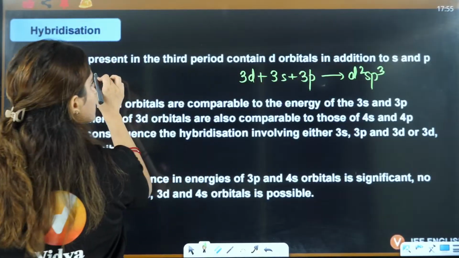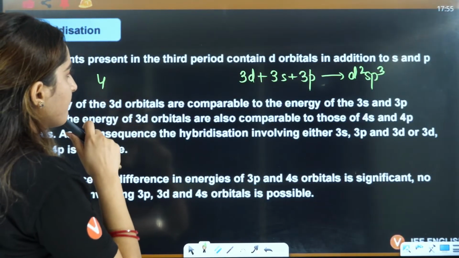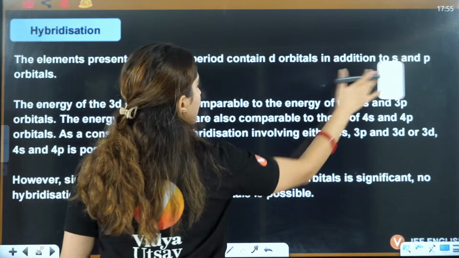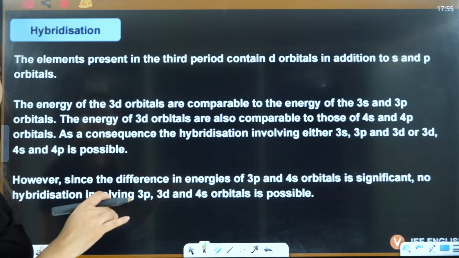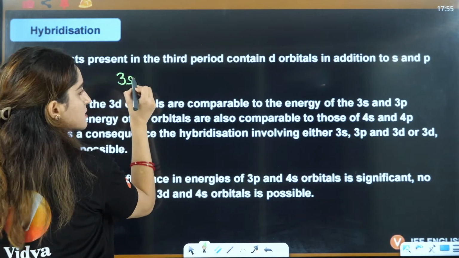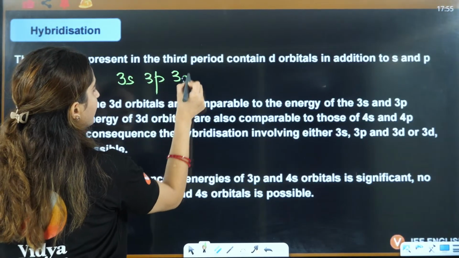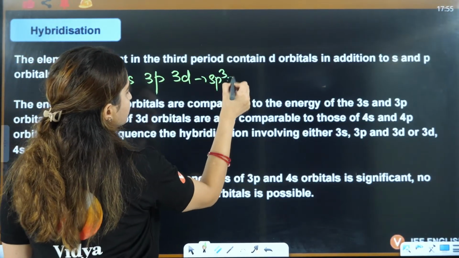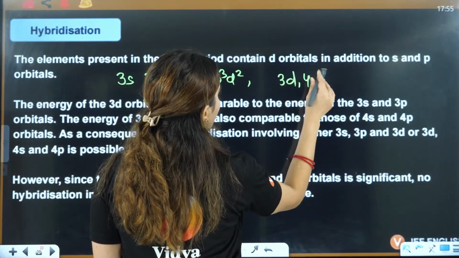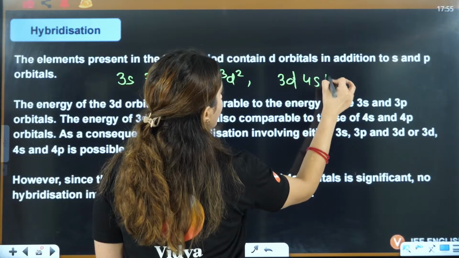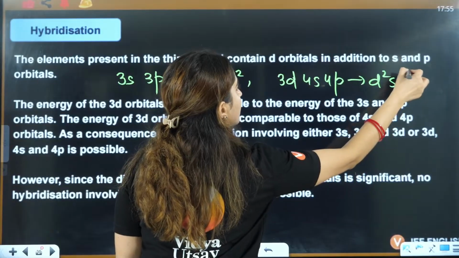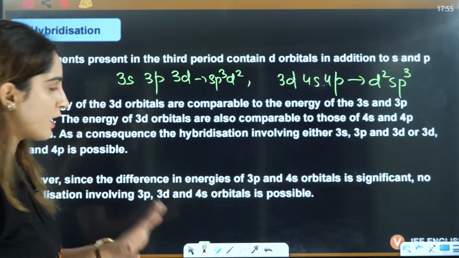Wait a minute, yes. No, I have written it opposite, yes. Okay. So basically, if you have 3s, 3p and 3d, then it will lead to sp3d2. And if you have 3d, 4s and 4p, then it will give rise to d2sp3. That is why you have inner and outer octahedral complexes.